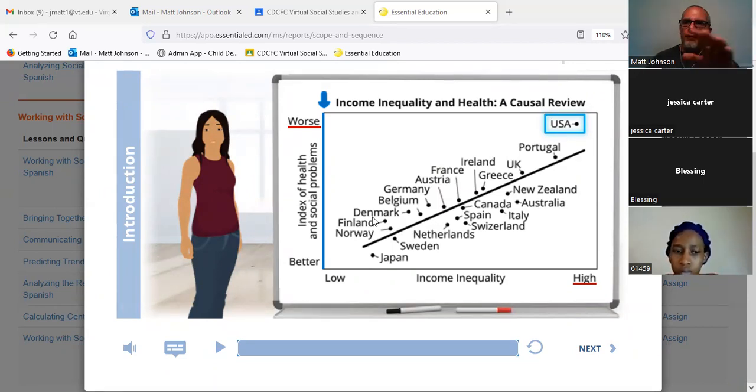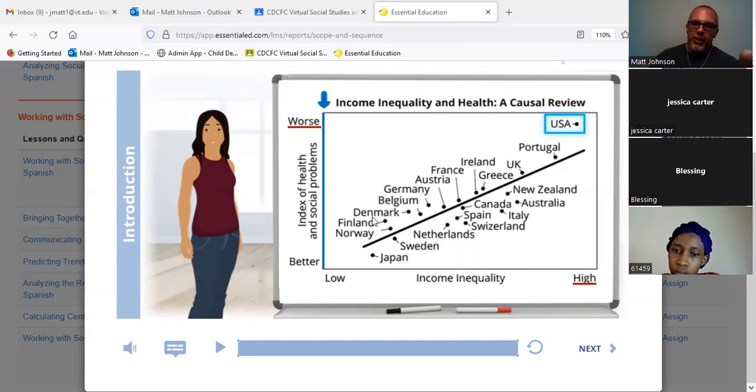So first off, same thing, maps, charts, text, right? You read the title. You've got to know what's being presented here and understand the information that's being presented. So just like it says here, income inequality and health, a causal view. We talked about causation and correlation, right? And something like this with a graph, your y-axis along the side, you've got to make sure you understand that. So index of health and social problems, and then across the bottom, income inequality.